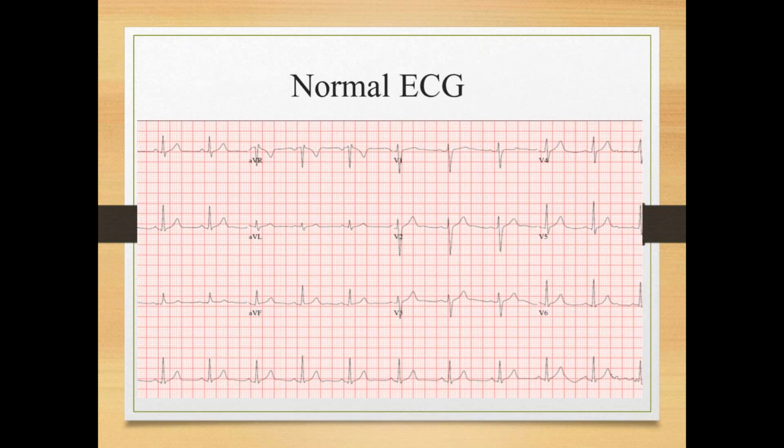This is how a normal ECG looks. Lead 1, lead 2, lead 3. Then we have AVR, AVL, AVF, and the chest leads V1, V2, V3, V4, V5, and V6. So these are the 12 ECG leads. This is how a normal ECG looks.